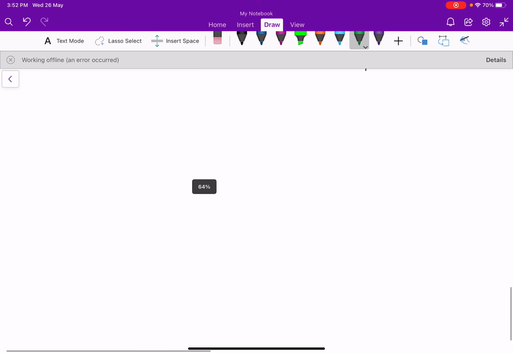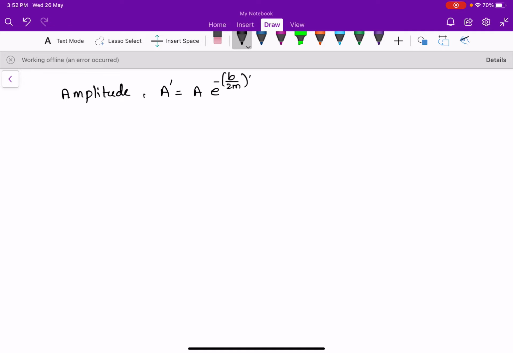So here in damped harmonic oscillations, we got an expression for amplitude: A dash equals A e power minus b by 2m into t. We know in the undamped case the amplitude is A, but in the case of damping, the amplitude decreases exponentially with respect to time. The negative sign indicates the amplitude decreases exponentially with respect to time.